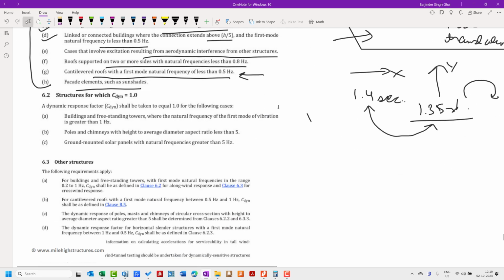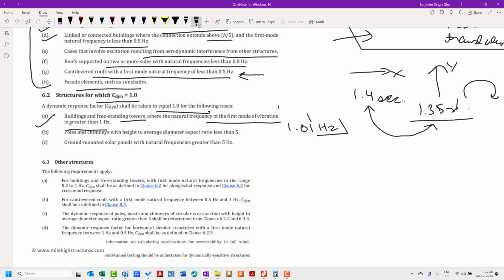After that, in which kinds of structures can we take Cdyn as 1? The dynamic response factor shall be taken as equal to 1 for the following cases: buildings and freestanding towers where the natural frequency of the first mode of vibration is greater than 1 hertz. Even if the natural frequency is 1.01 hertz for a building or a freestanding tower, there is no need to do the dynamic analysis. We can simply take Cdyn as 1.